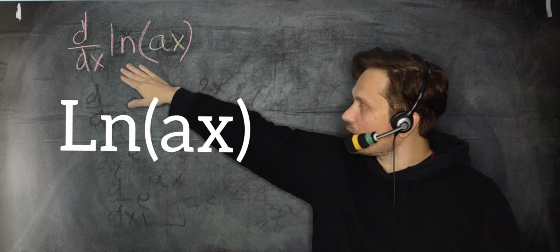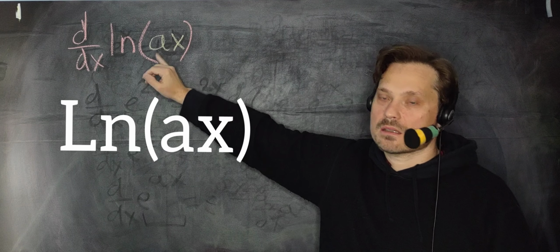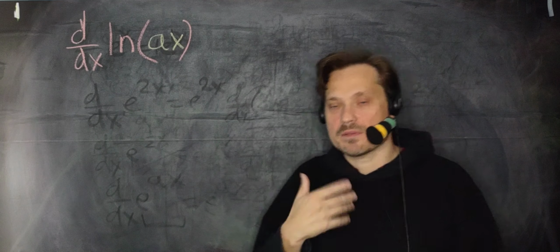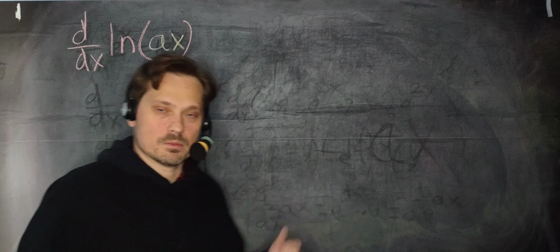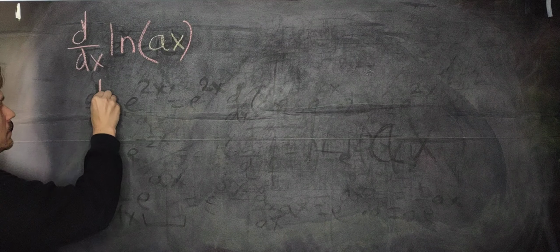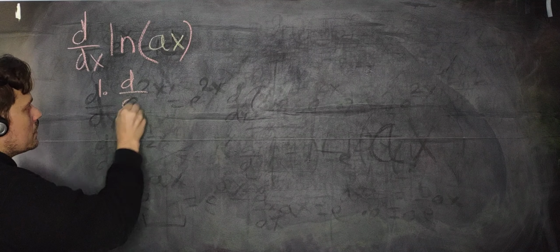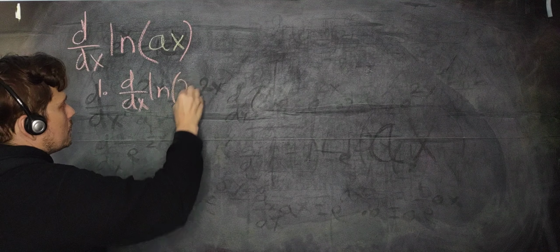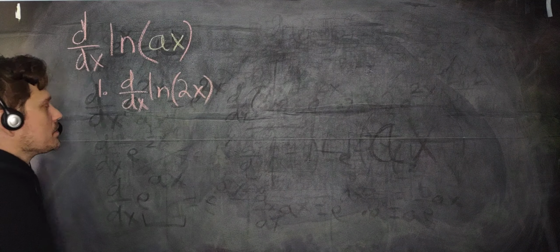Derivative with respect to x of ln of ax. A is some constant like 2 or 1/2. So before we write the rule down, let's go through a couple of differentiation processes and then the rule will make more sense. So the first example: imagine you have to differentiate with respect to x ln of, for example, 2x.